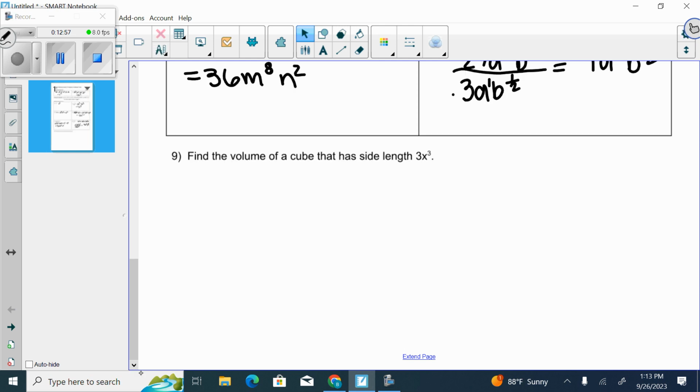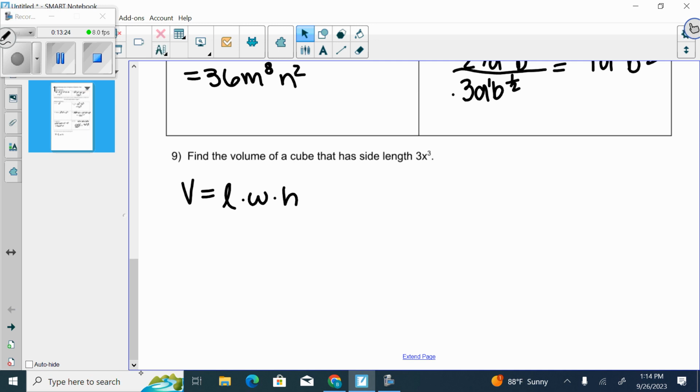All right, so that last question there on the back says to find the volume of a cube that has side length 3x cubed. All right, so how do you find the volume of something? Do you remember how we do that? Length times width times height. Good. So volume equals length times width times height.